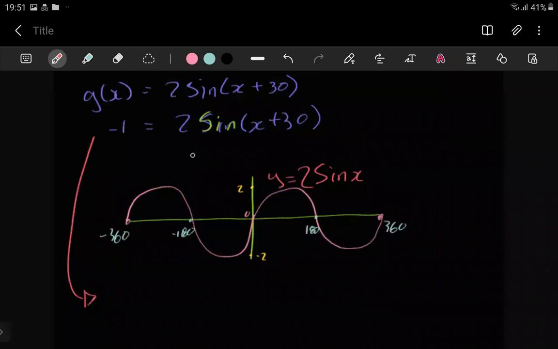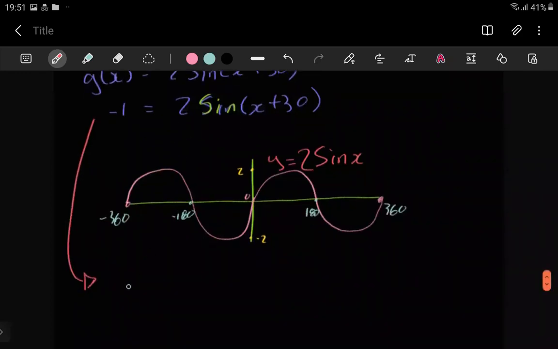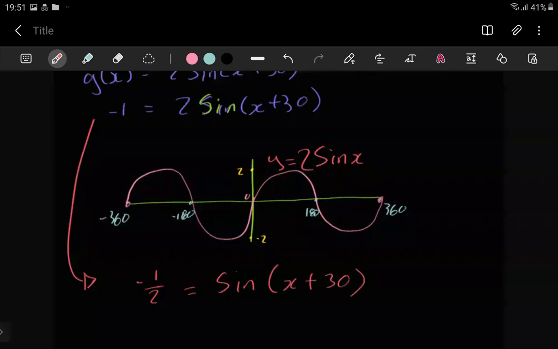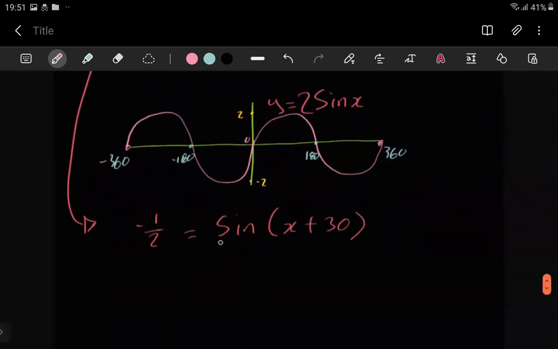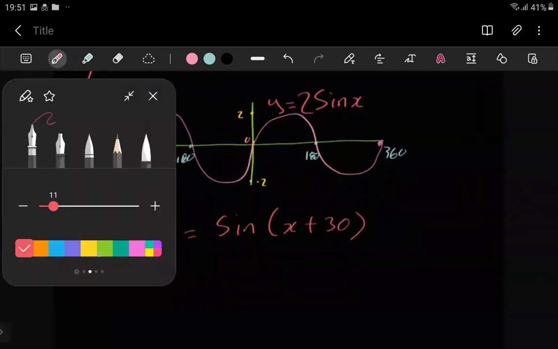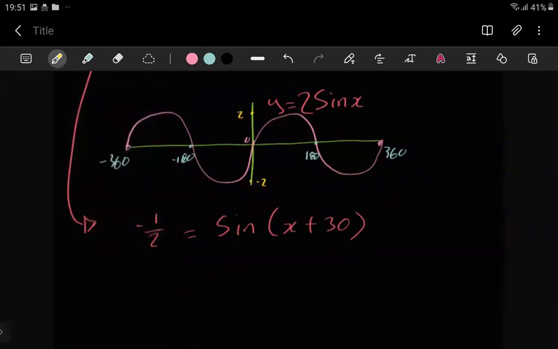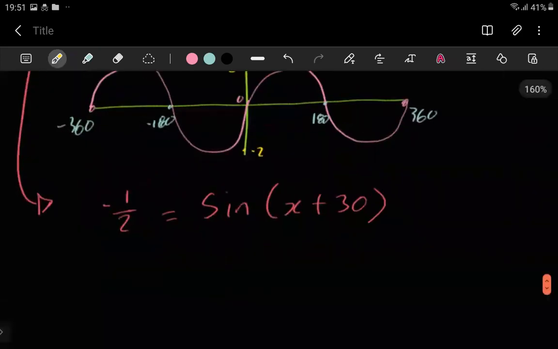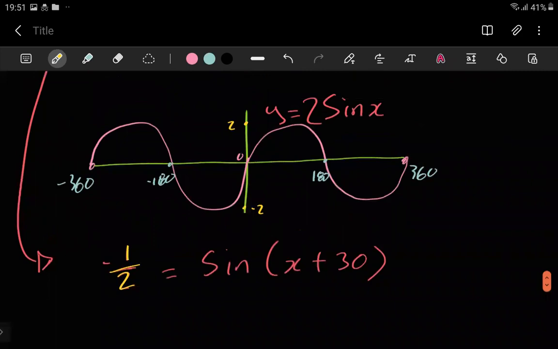Solving it algebraically, we can firstly divide both sides by 2. So dividing by 2, we're going to have here sine (x + 30) equals -1/2. To get rid of the sine, we have to do some reference angle work here. Funny enough, I always end up using the reference angle and then doing some general solution work to eventually get an answer.